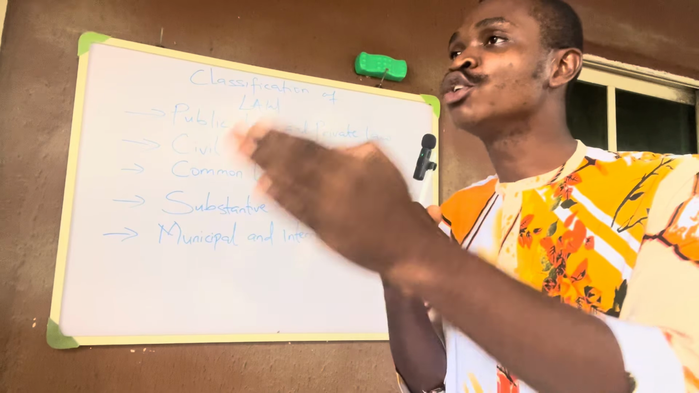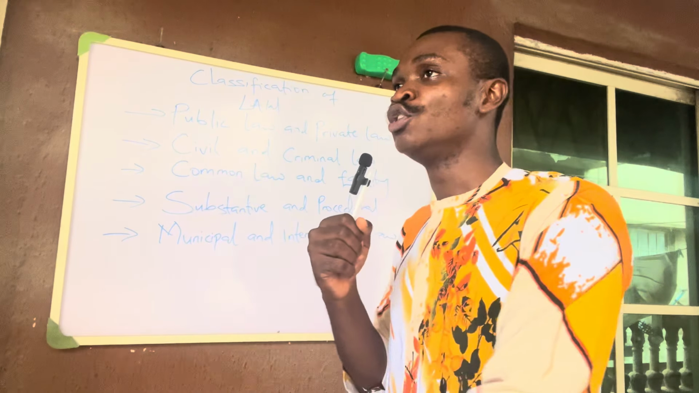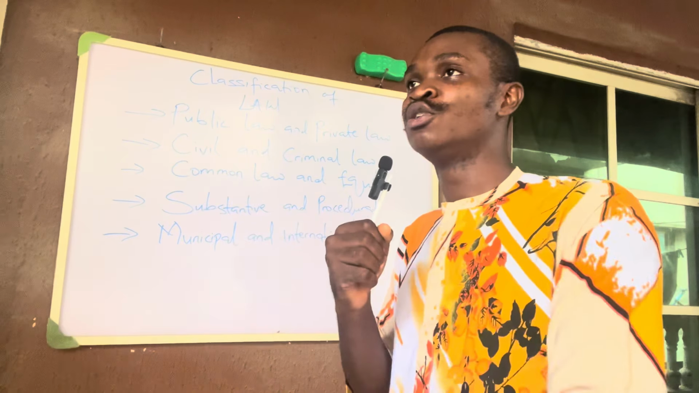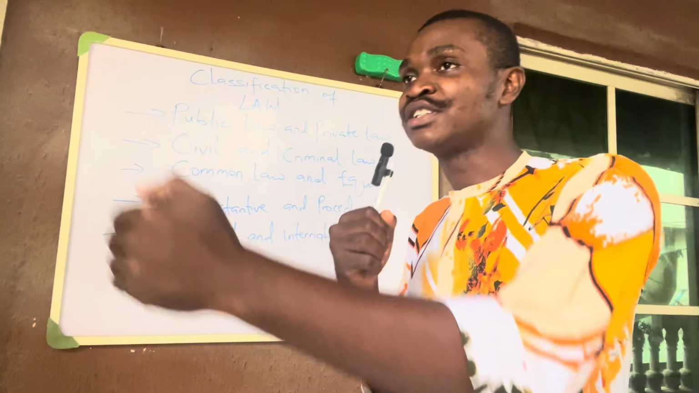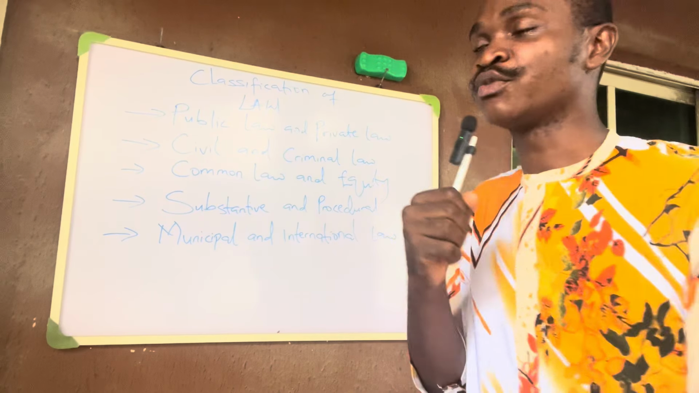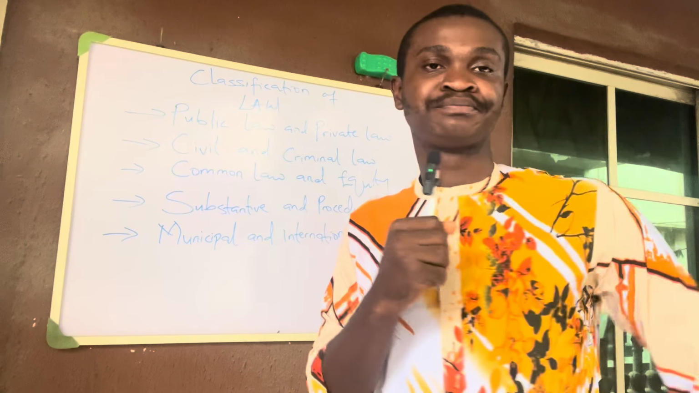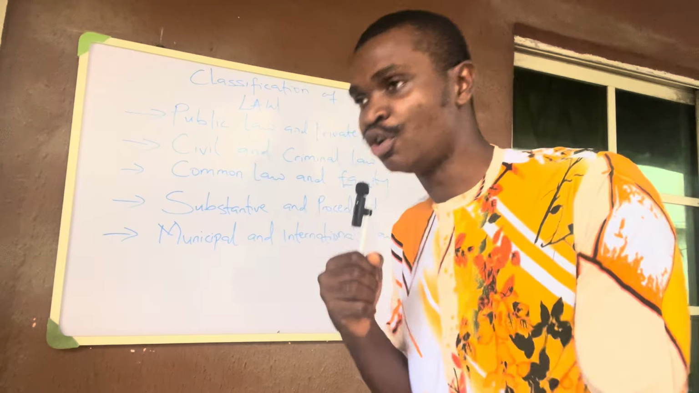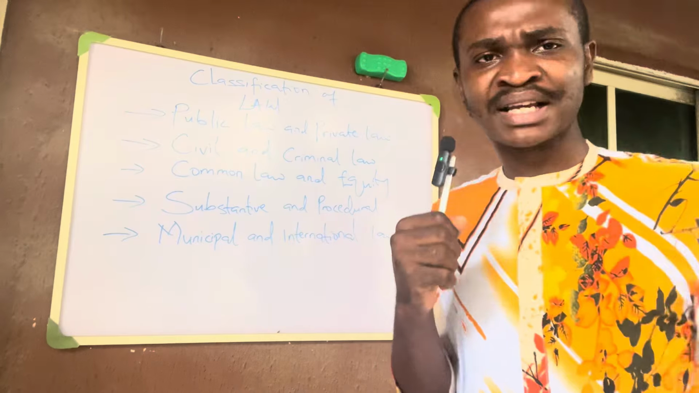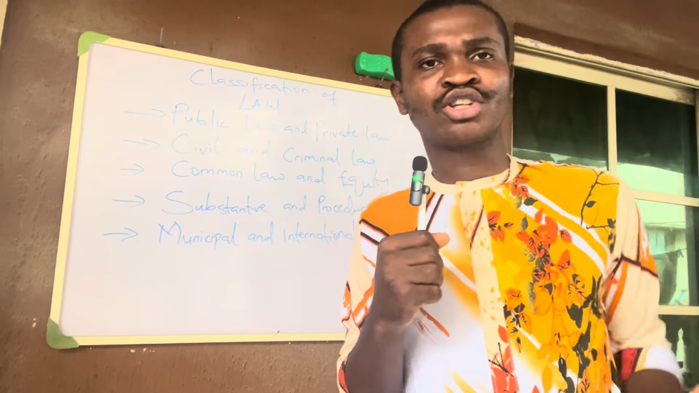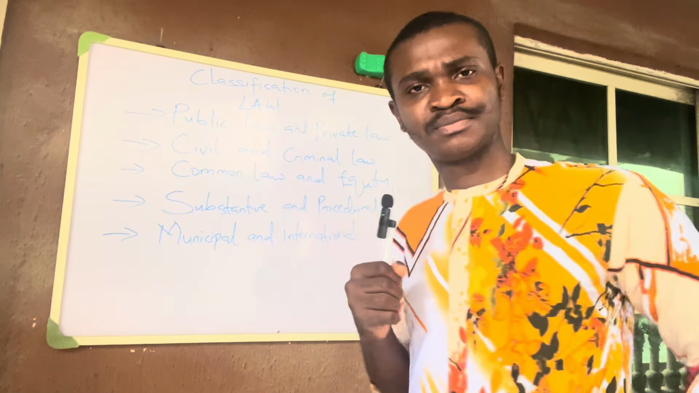And once you want to enforce that particular law, the law you are enforcing when you bring these government people to court for the court to declare it unconstitutional and ultra vires is public law. That is the classification of law you are looking at. There are people that do their masters in public law, constitutional and human rights law, public law.